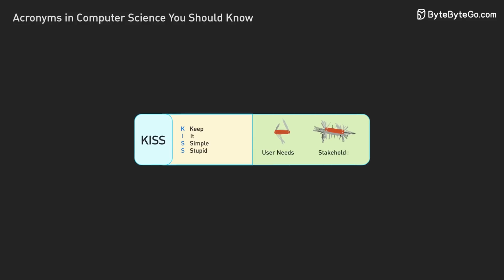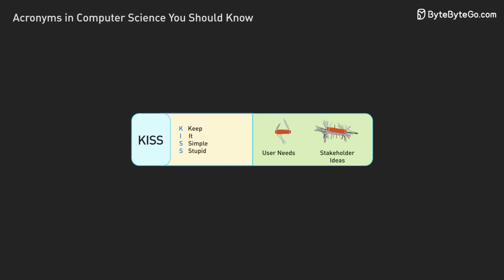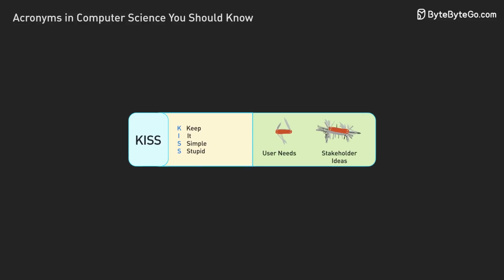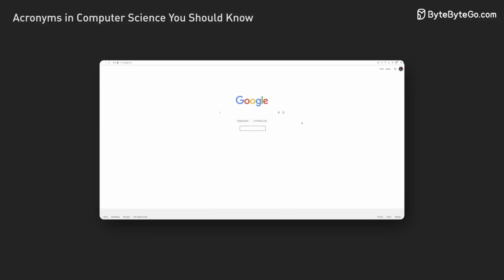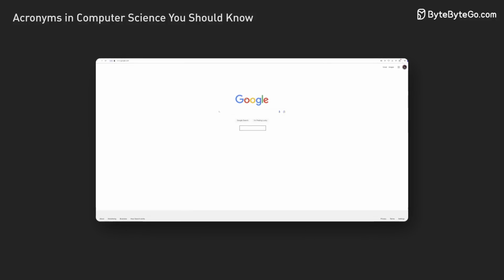And finally, KISS stands for Keep It Simple, Stupid. It's a principle first used by the U.S. Navy in 1960. In software, it means systems work best when they are simple, both in design and in implementation. Google's search interface is a good example of the KISS principle in action.